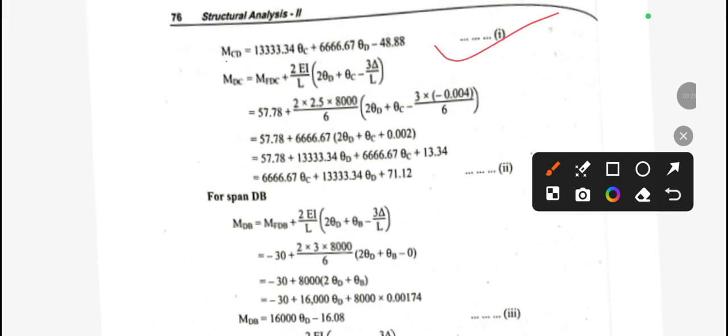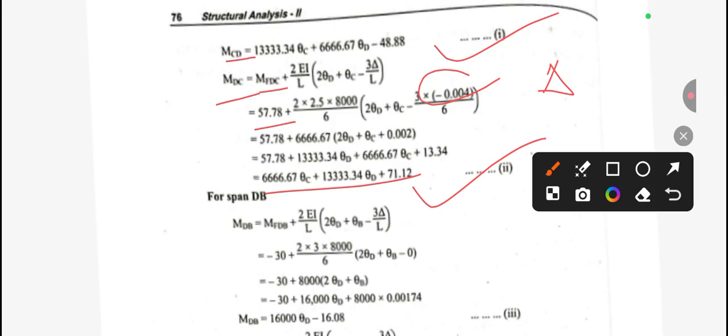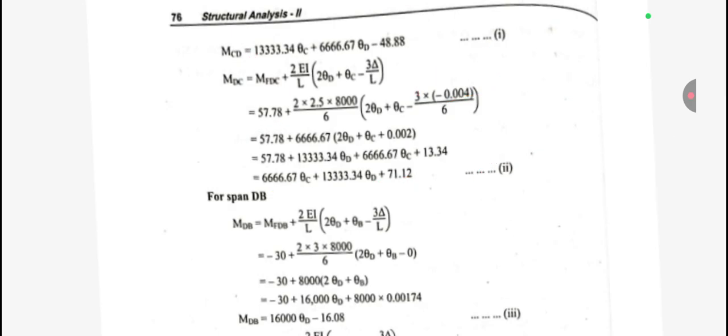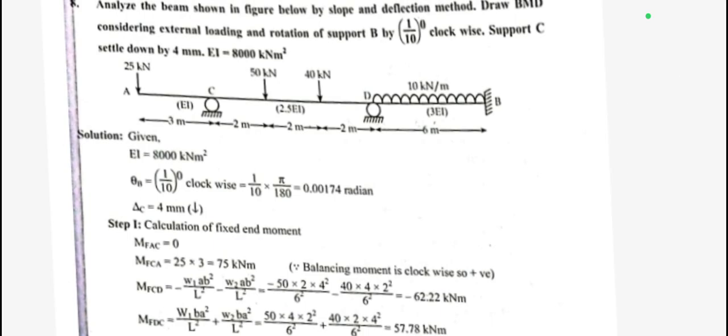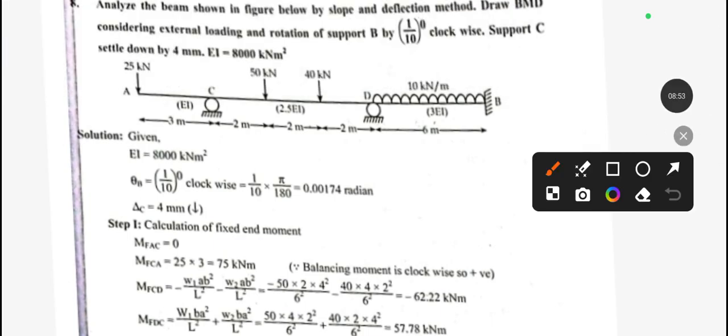Similarly we have calculated for CD, now we need to calculate for DC. There will be no change in the delta, so delta will be the same, but there is a change in the moment DC, and we need to put all the values, and finally we get the second equation, this one. And similarly for the DB span, in the figure you can see we have calculated for C to D and D to C. Now we need to calculate for D to B and B to D.